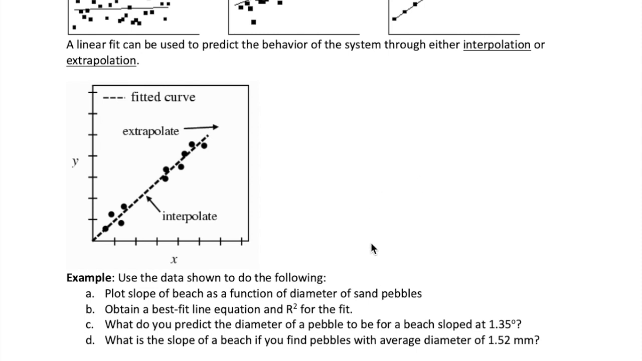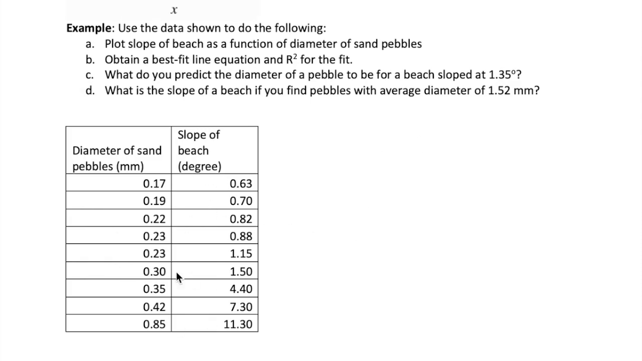Now let's look at an example. Here, you're given the raw data for the diameter of sand pebbles and the slope of the beach where the pebbles are found. You're then asked several questions based on the data. The first two questions are to plot the data and to perform linear regression using Excel to obtain a line equation. The last two are on using the line equation to make predictions about the system.